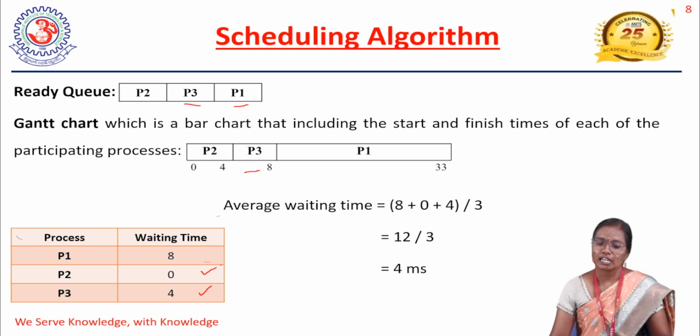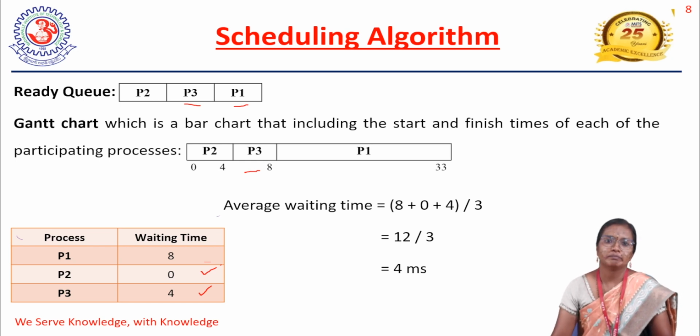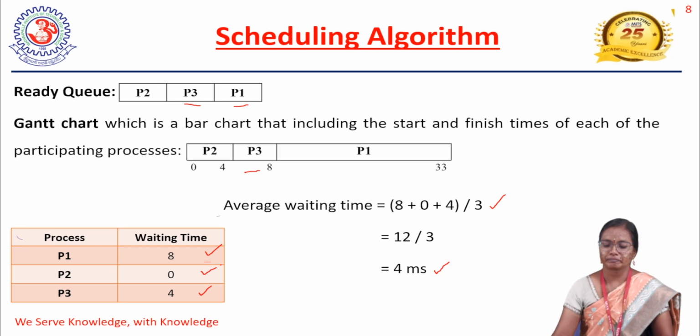Next, to calculate the average waiting time, we sum up all the waiting times and divide the sum by the number of processes. Here there are 3 processes. That's why the average waiting time is 8 plus 0 plus 4 divided by 3. So now we will get 4 milliseconds. This is the average waiting time of the processes using the FCFS scheduling algorithm.